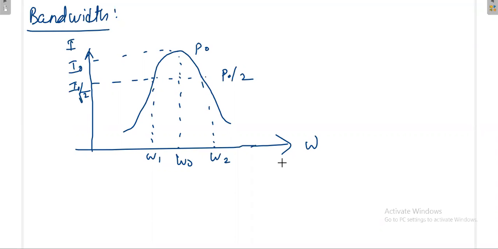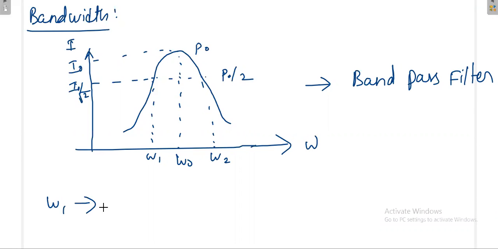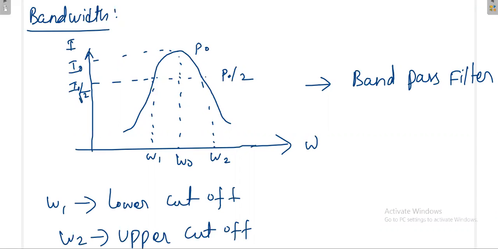This nature resembles the band pass filter type. That means it is not allowing the low frequencies, it is not allowing the high frequencies, but it is allowing the frequencies in between. That's why this is a band pass filter, where ω₁ is the lower cutoff frequency, ω₂ is the upper cutoff frequency, and ω₀ is the central frequency or resonant frequency.